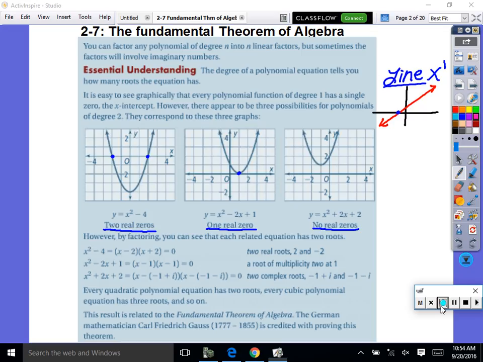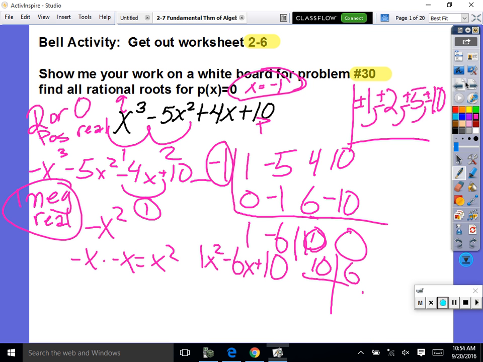And then even though this quadratic never crosses the x-axis, we do have two solutions. They're just not real solutions. So basically every quadratic function has two roots. Degree 2 means two solutions. Correct, everybody? That is what the fundamental theorem of algebra is. It's simply that.